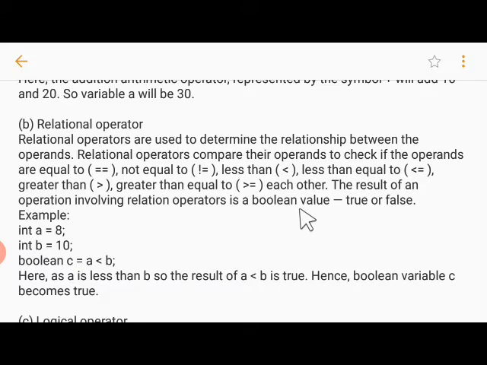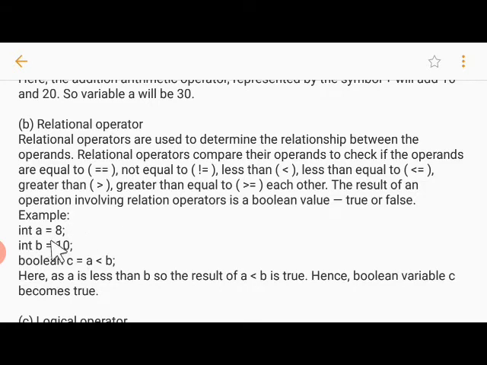Alright, so you can simplify this answer also, that relational operators are used to determine the relationship between the operands, that is fine. And then you can write the name of the different relational operators and their symbols. Like relational operators are as follows: equal to, not equal to, less than equal to, greater than equal to. So you will list it like that. And the relational expression always results either into true or false. Okay, so that is due to the relational operators.